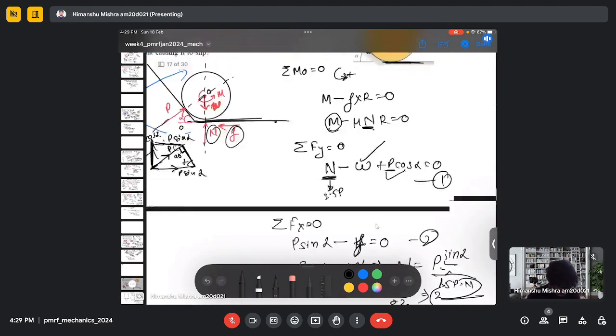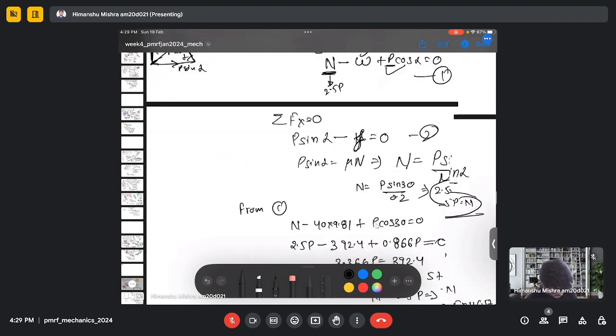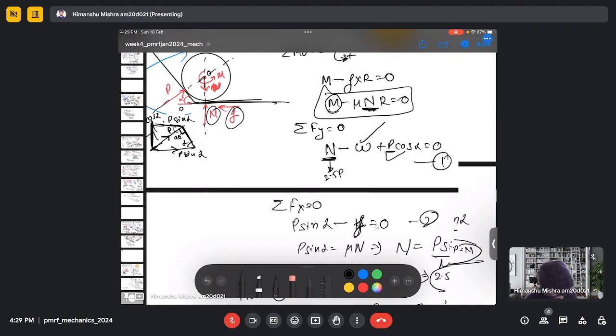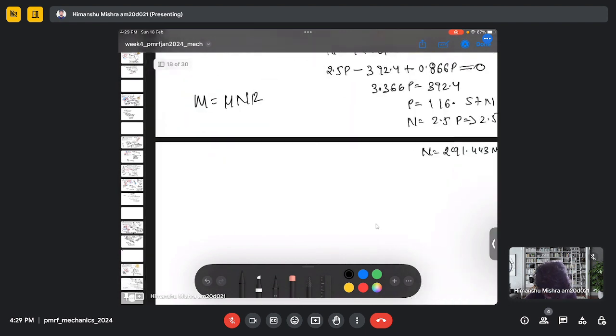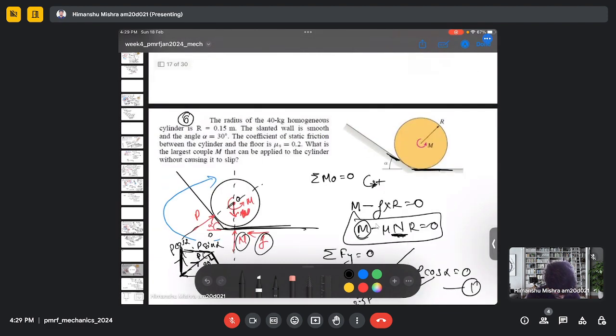Then I can use this moment balance relation now, because we have found the normal reaction. So we will have M equals mu N R. So my M is 0.2 as my mu, N is 291.44, which we found here, and my R is 0.15 I think. Yeah.